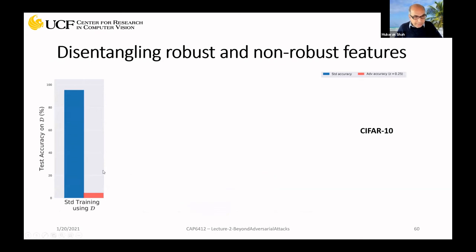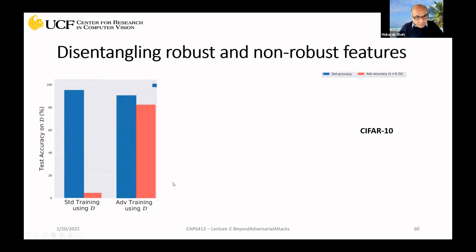So this is first, the test accuracy. The standard accuracy on the original data set D is very high, but when you perturb it, the accuracy becomes very low, close to 5 or something. So that's the takeaway. That's a problem.